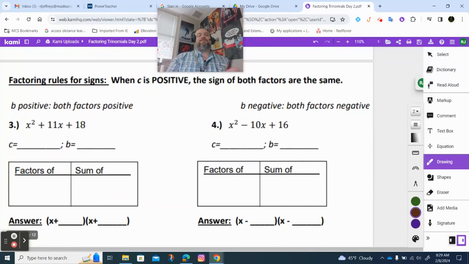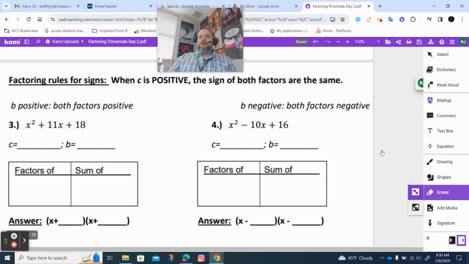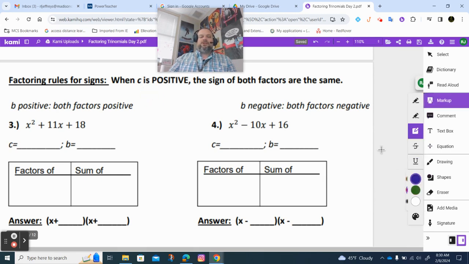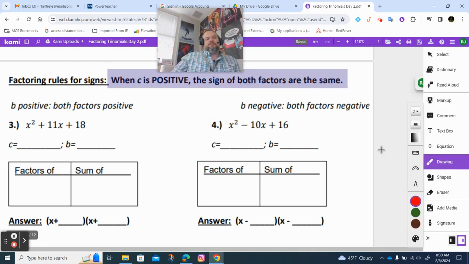All right, so now we've got to look at different aspects. I've tried to make this as streamlined as possible, but I'm expecting this whole thing to just crash at any moment. So, when C is positive, the sign of both factors are the same. Yesterday we only looked at one version of this, where they were both positive, just to get our feet wet.